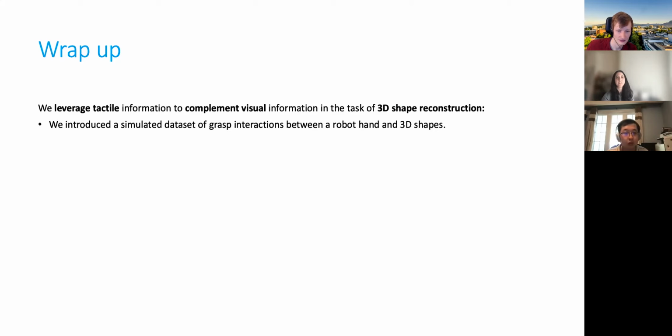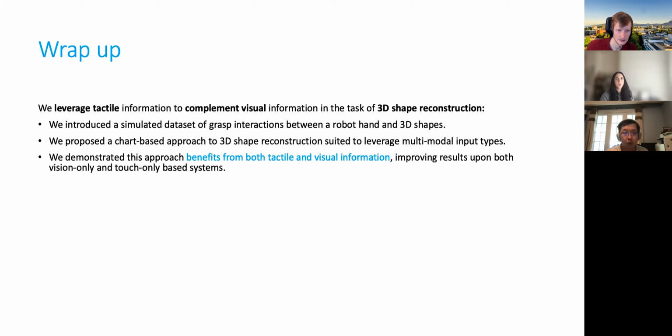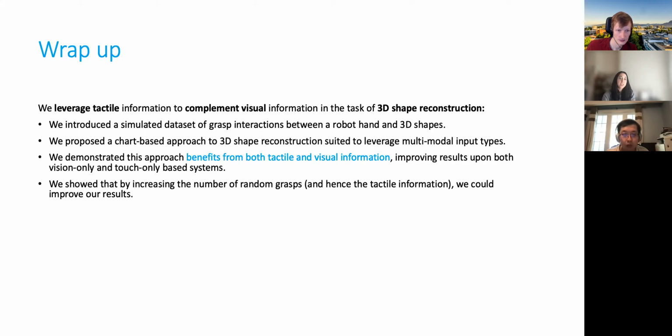In particular, we introduced a simulated data set of grasp interactions between a robot hand and a 3D shape. We proposed a chart-based approach to 3D shape reconstruction, which was suited to leverage both modalities, the tactile and the vision modality. We demonstrated that this approach benefits from both modalities, the tactile signals and the visual signals, and improves the results upon both single modality-based approaches. We showed that by increasing the number of randomly selected grasps, and hence increasing the tactile information that we provide the model with, we could improve our results.